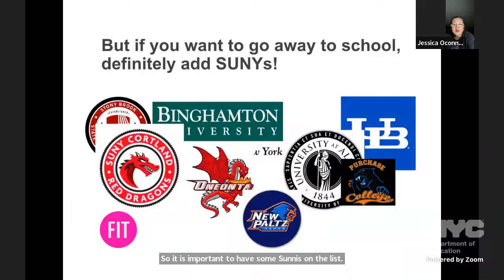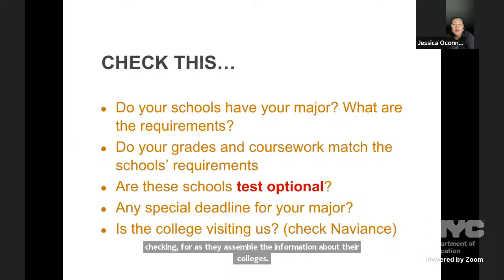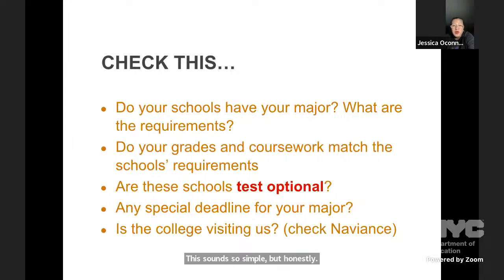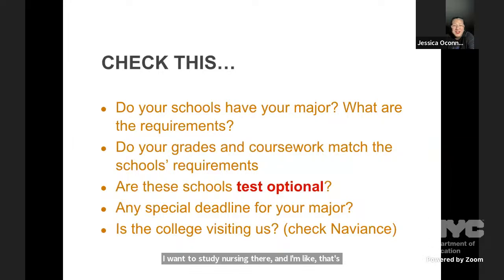So these are the things that I think students should be checking for as they assemble the information about their colleges. This sounds so simple, but honestly, do schools have the major? What are the requirements for that major? I've had students come to me and say, oh, I really want to go to University at Albany, I want to study nursing there. And I'm like, that's great, they don't have nursing.